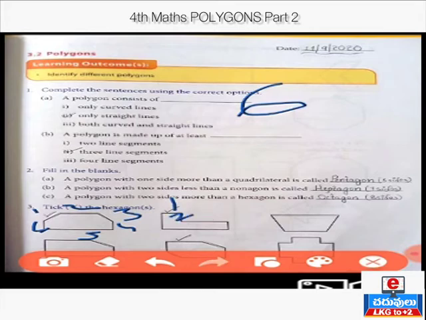This is 2, this is 3, 4, 5, 6. These are all 6-sided polygons. That's why this is a hexagon. First diagram, second diagram, you took it.